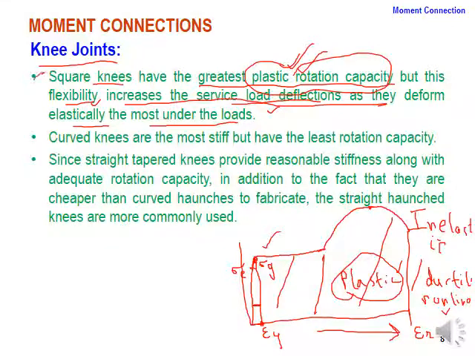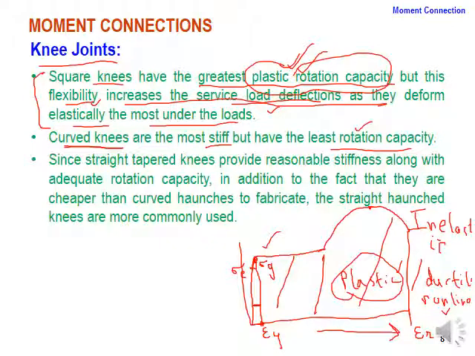So keep this point in mind, that square knees are well efficient under the plastic design capacity analysis, and they give you more rotation capacity. Curved knees are the most stiff. These are not flexible, but have the least rotation capacity. If you change the type of the knees, then for the plastic design of the steel structure, its efficiency is also going to change. You get the least rotation capacity with the curved knees.